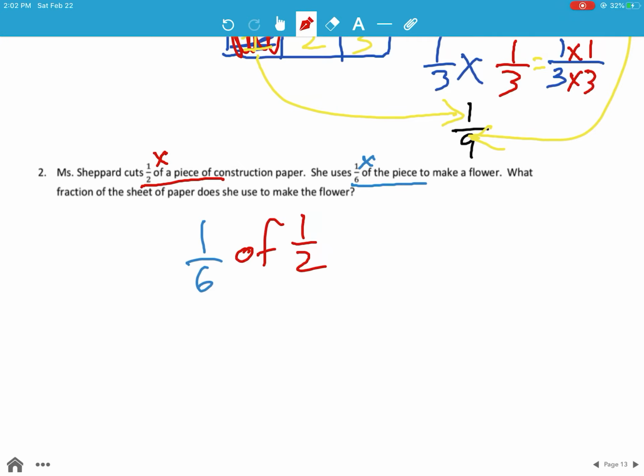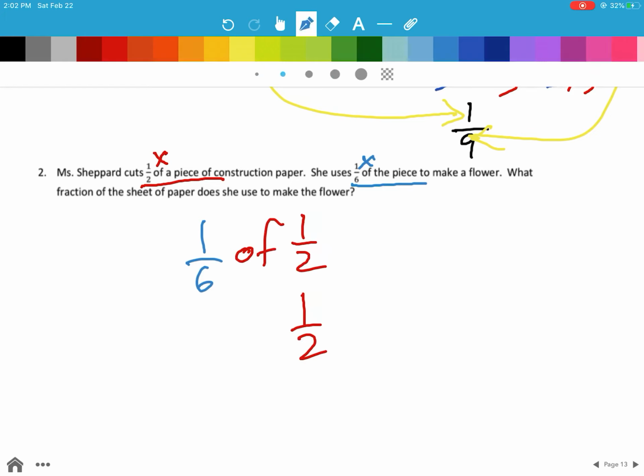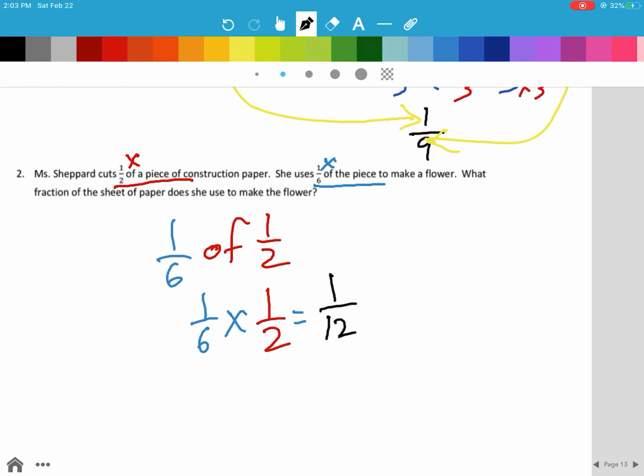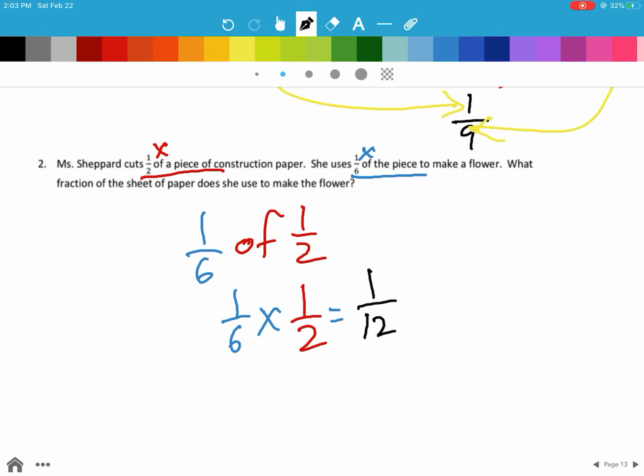Now if you wrote it half of 1/6, you would still be the same, but you're actually doing 1/6 of 1/2. All right, so now this becomes a multiplication problem. 1/6 times 1/2, and if you just did the multiplication across, you would see it would be 1/12. Now, for those of you that can't see that, we'll go ahead and draw it.